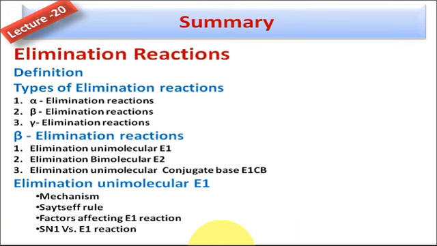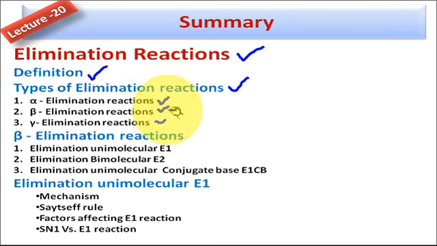Now let us summarize what we have learned today. Today we started with elimination reactions, in which we learned the definition of elimination reactions and the types of elimination reaction: alpha elimination, beta elimination and gamma elimination. We learned that alpha eliminations are 1,1 elimination reactions in which both atoms are eliminated from the same carbon atom, and these result in the formation of carbenes and nitrenes.